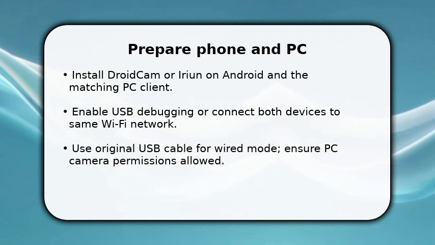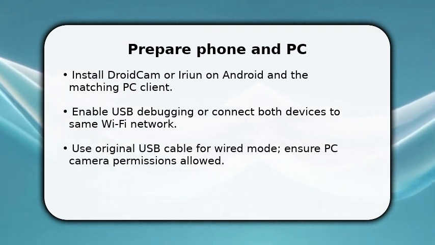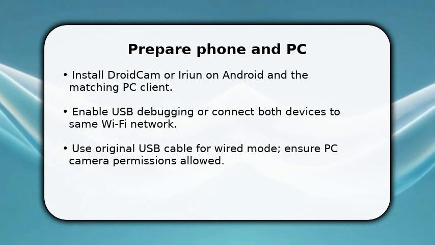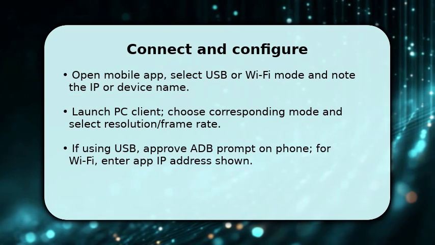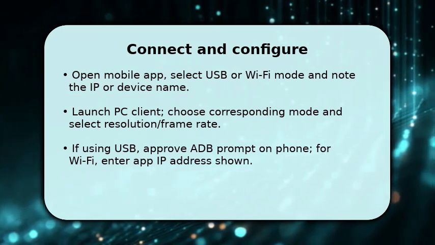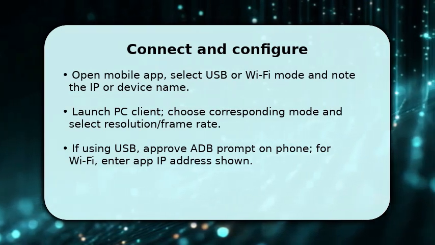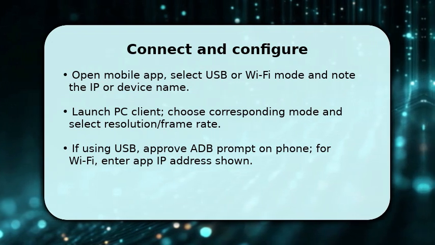Connect the phone with the original USB cable for the most reliable link, and keep the phone unlocked while the app initializes. You now open the app on the phone and pick USB or Wi-Fi. The app shows an IP or device identifier you will use on the PC.